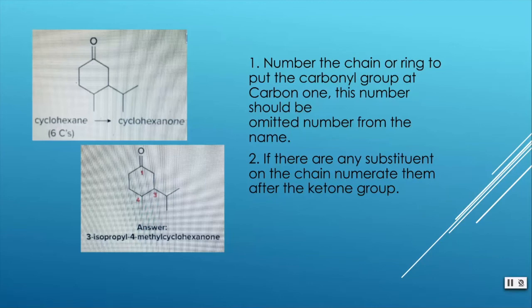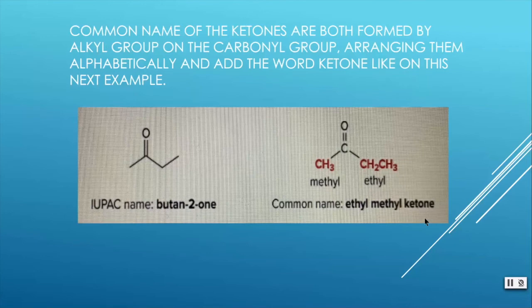1. Number the chain or ring to put the carbonyl group at carbon 1. This number should be omitted from the name. 2. If there are any substituents on the chain, enumerate them after the ketone group. Common names of ketones are formed by naming the alkyl groups on the carbonyl group, arranging them alphabetically, and adding the word ketone, like in this next example. Acyl methyl ketone.